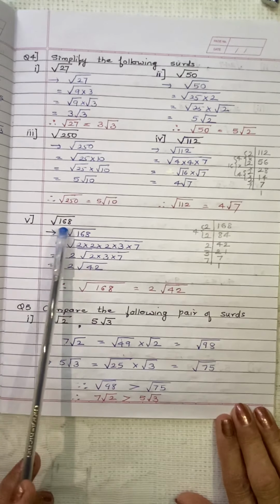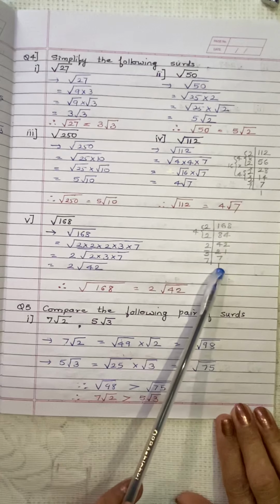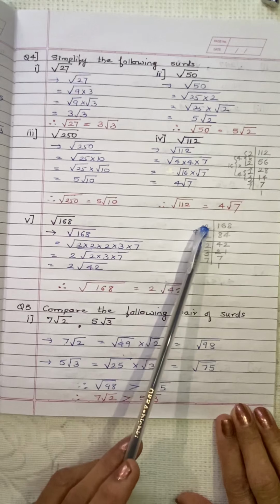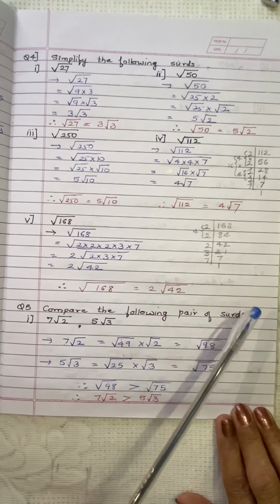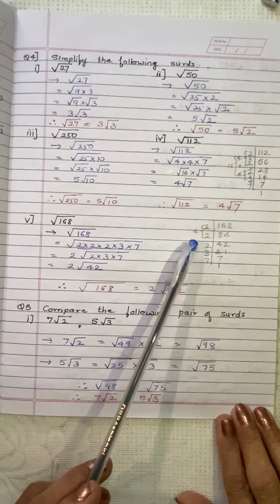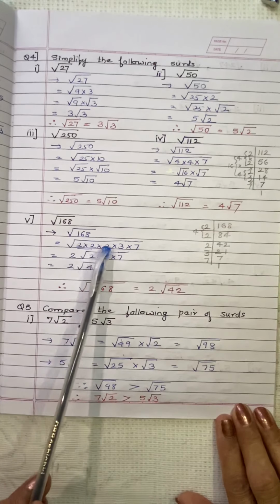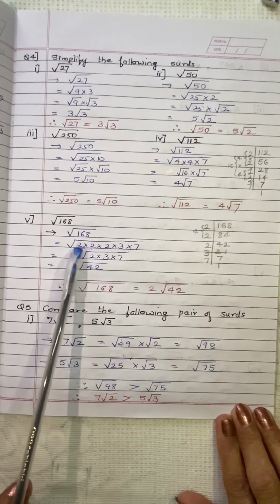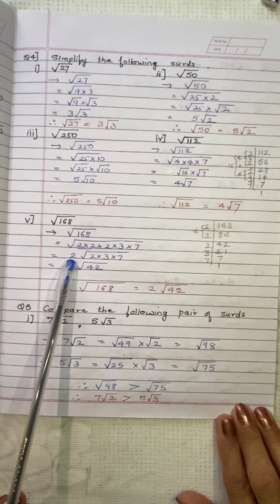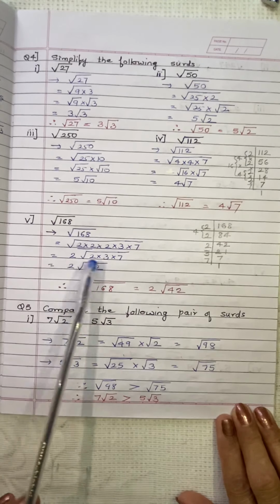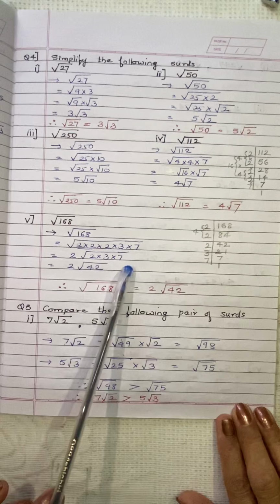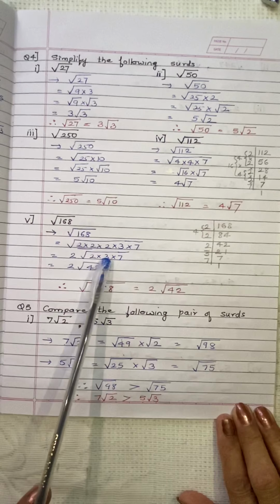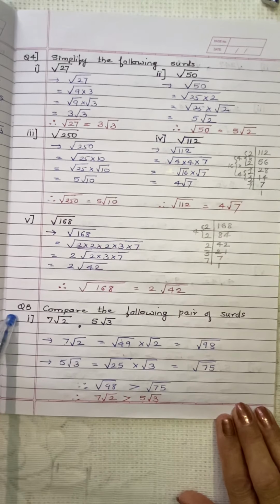Now fifth one, root 168, again find the prime factors like this, 168, 84, 42, 21, 7, by dividing first by 2, then 3, then the ascending order numbers. You get 2 into 2 into 2 into 3 into 7. We can pair them. This becomes root 4 is equal to 2, and leftovers are 2, 3, 7. So if I multiply this, none of them have a proper root, so 7 3s are 21, 21 2s are 42. Let's come to question number 5.